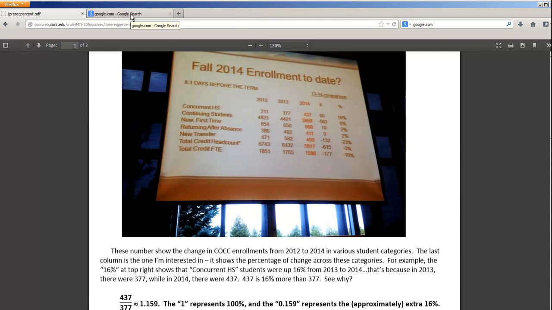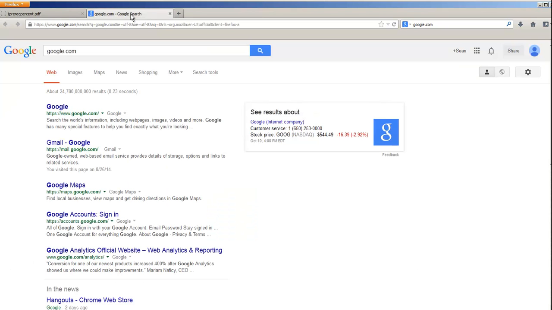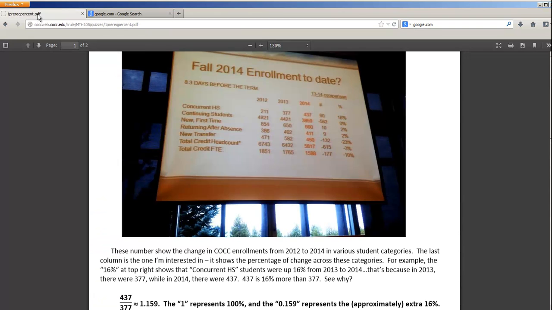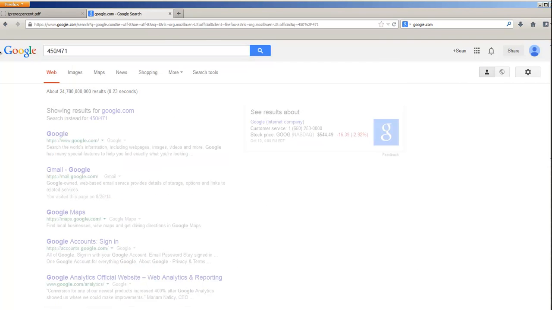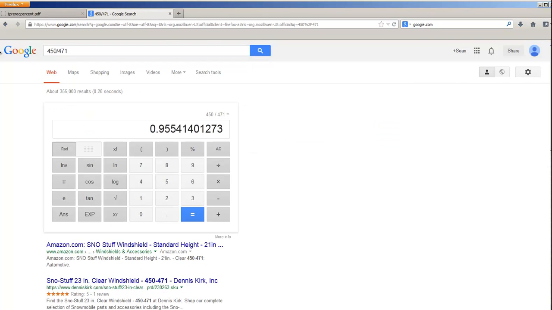So what I'm going to show you here is how to use Google. Google is a wonderful thing for many reasons, and one of the greatest things you can use it for is to do basic mathematics. If we need to figure out what percentage of 471 450 is, we can simply type into the search bar 450 divided by 471, press enter, and it says 95.5%. Which means we've dropped about 4.5% from 2012 to 2014.